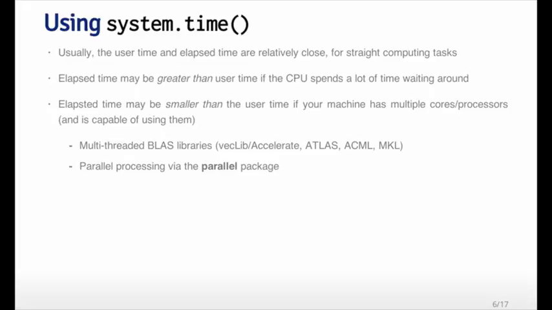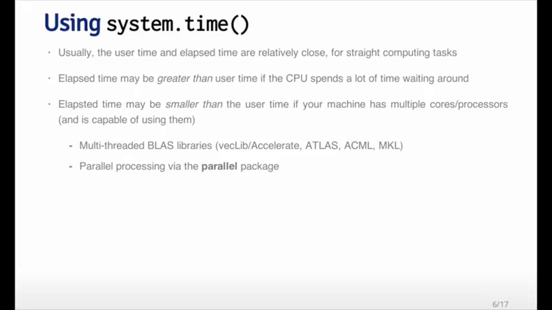If the elapsed time is smaller than the user time, this most commonly occurs if your machine has multiple cores or processors and is capable of exploiting them. Most computers these days have at least 2 or 4 cores, so this is a very common situation. However, it's not always the case that the program you're running will be able to exploit the use of multiple cores. In particular, the basic R program does not use multiple cores as of yet.